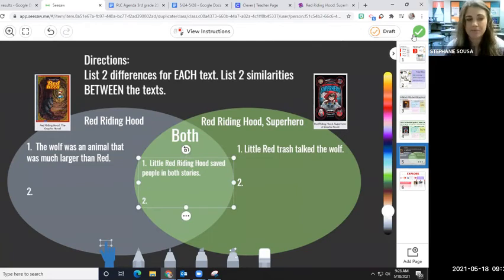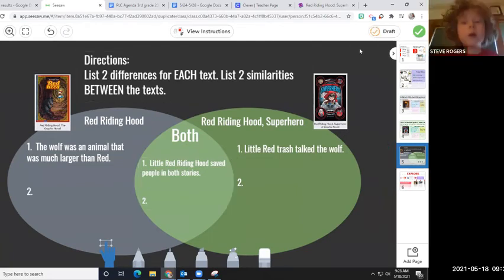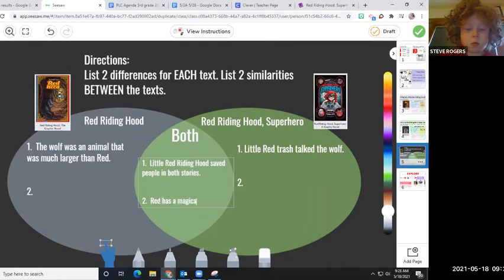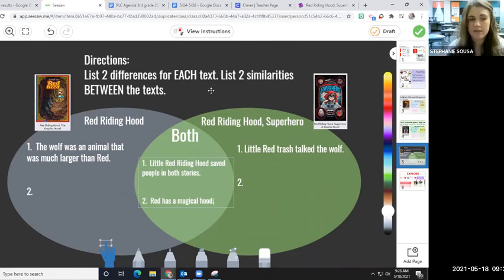Steve, something to add? Something to add is that both have a magical hood. They did both have a magical hood. That is very important. So in both, red has a magical hood. In the first version, that hood's powers protected her. In the second version, that hood's powers gave her superhero abilities, but it was magic in both, okay? I'm going to give you a minute to copy that we have, and then I'm going to send you into a breakout room to finish the rest.